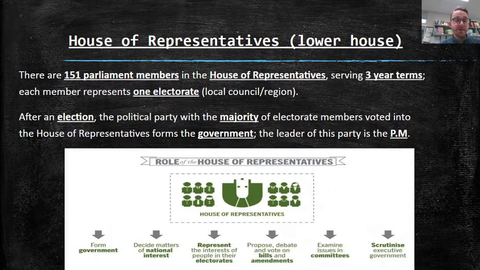Anyway, after an election, the political party with the majority of electorate members voted into the House of Reps forms the government. And then the leader of that party is the Prime Minister, the PM. So you can see I've got a little graphic down here that tells you a little bit about the House of Reps. It's been mentioned in the previous slide though, so I'm not going to go into it in too much detail.